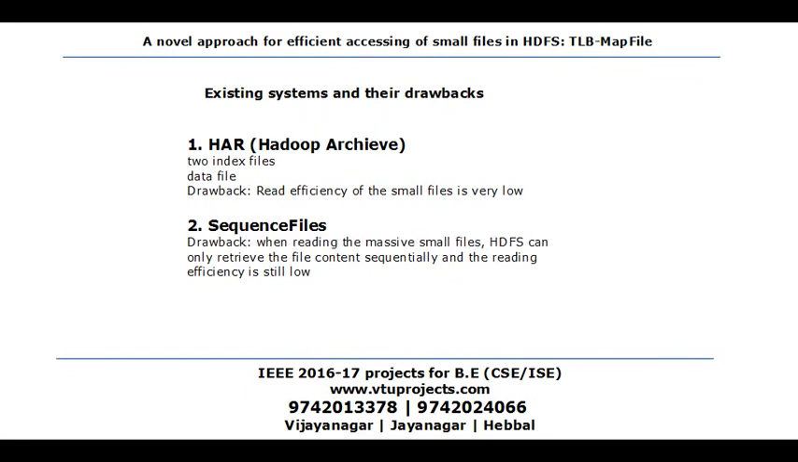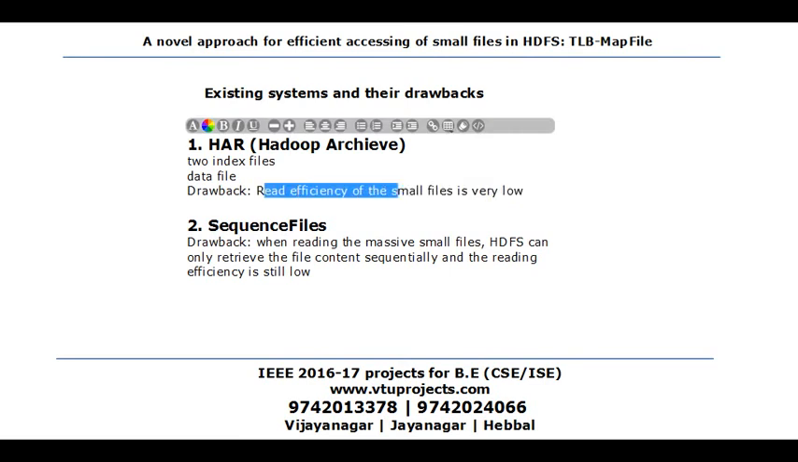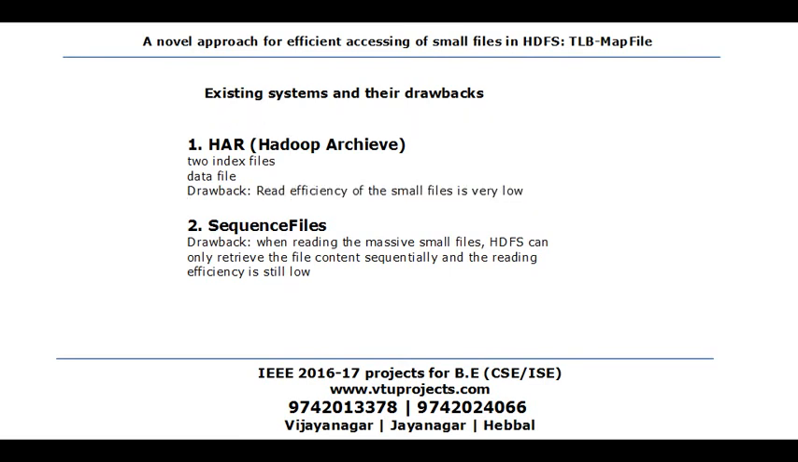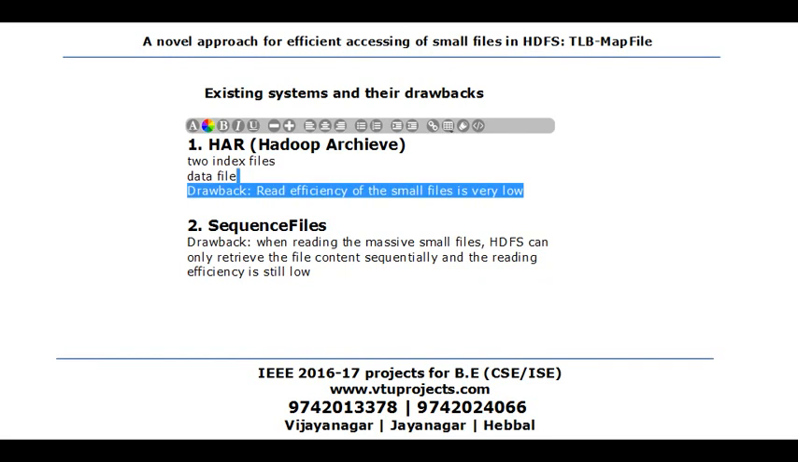Okay, so here we understood the couple of existing systems available in our project. The first one is HAR, Hadoop archive, and the second one is sequence file. HAR maintains two index files and a data file. The drawback of this technique is that the read efficiency of the small files is very low. It only solves the storage space problem, but the read efficiency is still a problem.